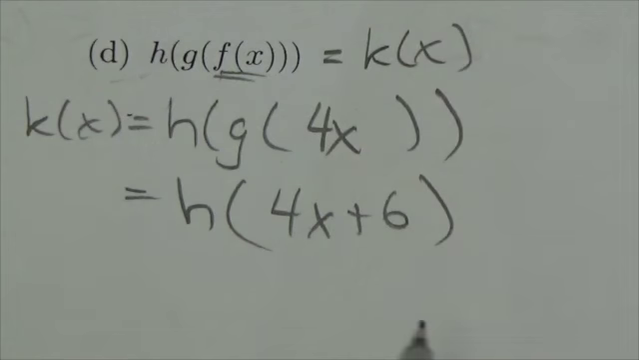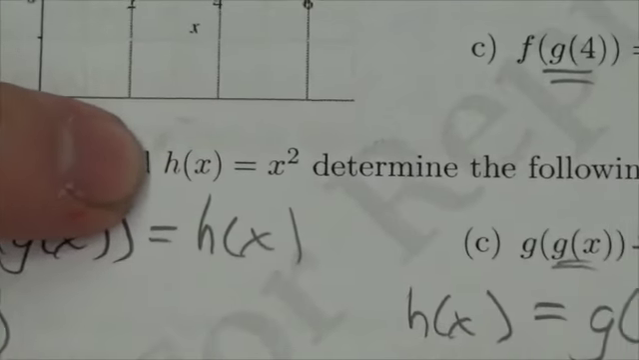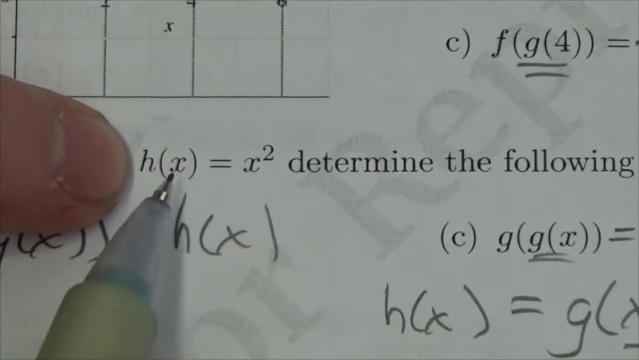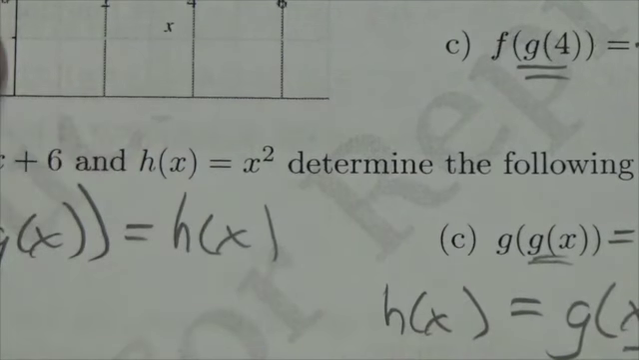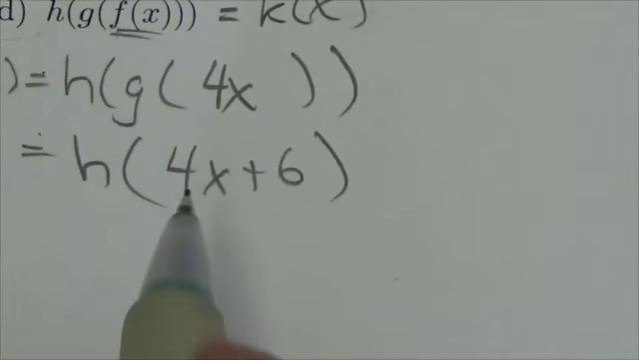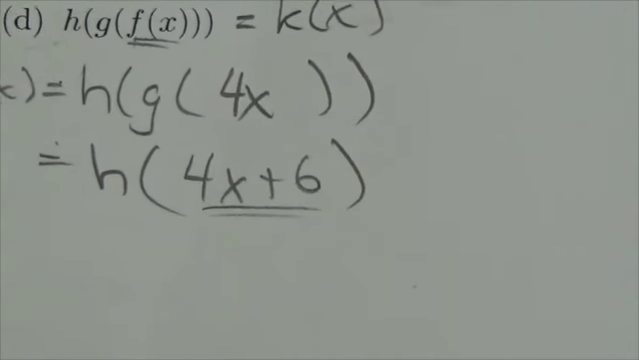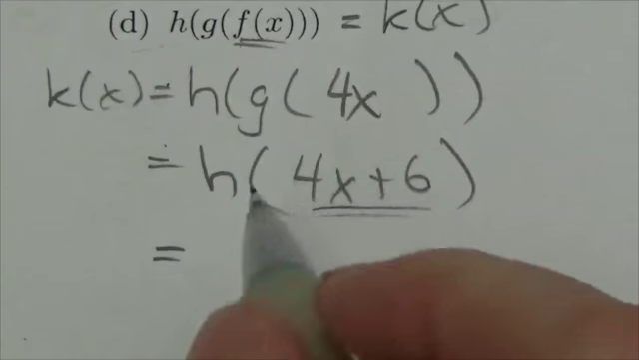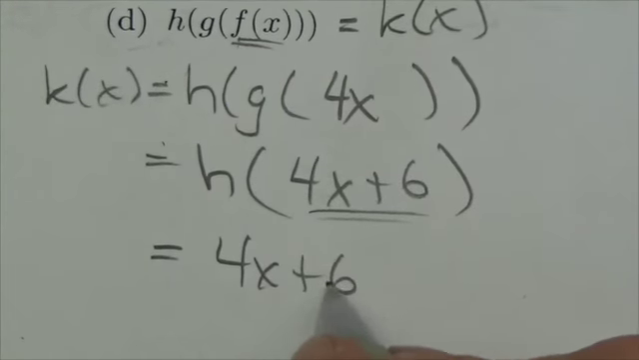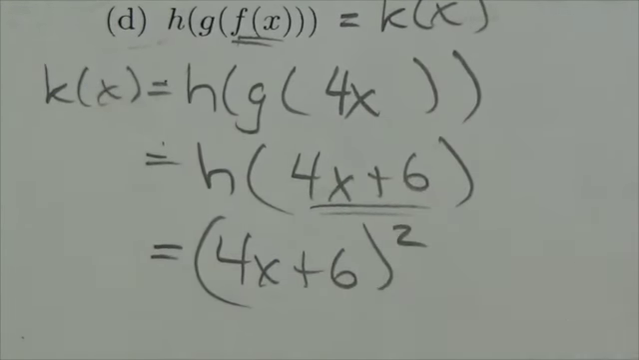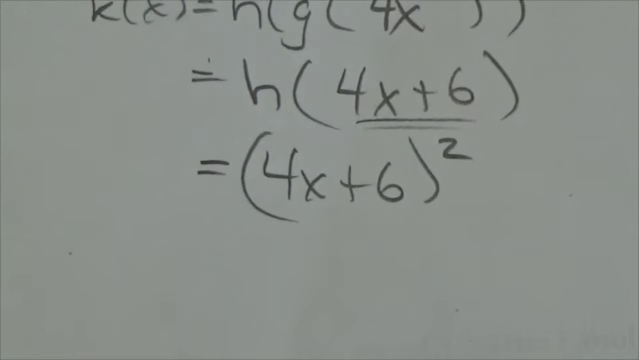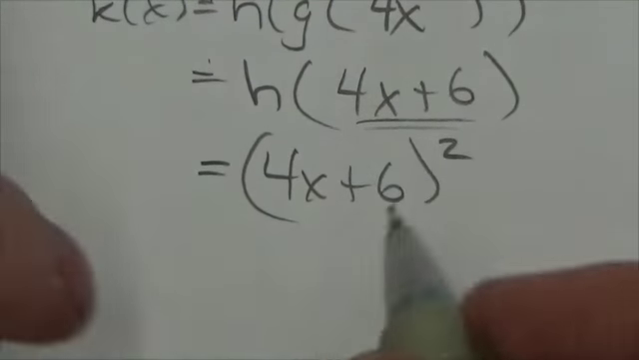Excellent. So now, what does h do to it? Well, h, if you take a look at the original question, h takes the independent variable and squares it. Well, in this case here, this is taking the place of the independent variable. So what h is going to do, h is going to take 4x plus 6 and square it. Now, you probably could get away with just leaving it like that.